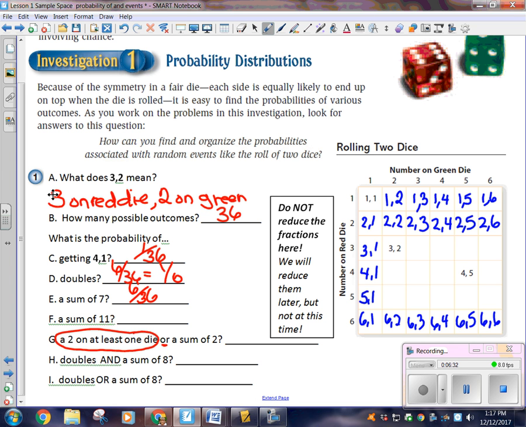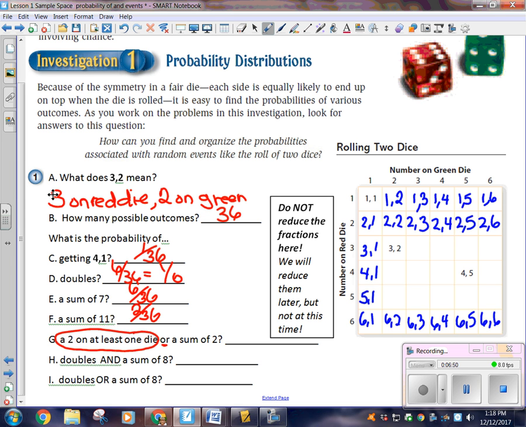How many chances do I have? Only 2. There can be a 5, then a 6, or what else? A 6, then a 5. So there's only 2 chances out of 36. Okay, a 2 on at least 1 die. How many times do we have a 2 on at least 1 die?